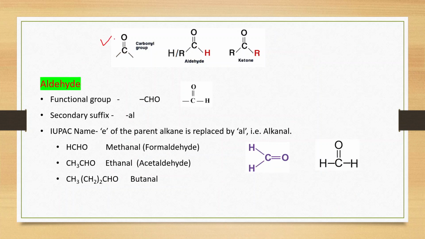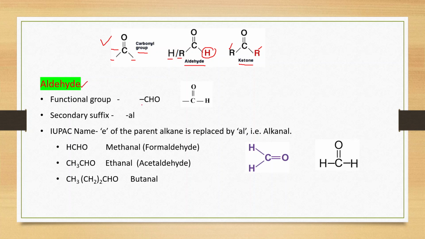Now this group, C double bond O, is known as the carbonyl group. In this case, the carbon of the carbonyl group has 2 free valencies. If one valency is compulsorily satisfied by hydrogen and the other valency is satisfied by hydrogen or R, which stands for an alkyl group, then this class of compound is considered an aldehyde. But if both valencies of the carbonyl carbon are satisfied by alkyl groups, it is known as a ketone. So first we'll come to the aldehyde.